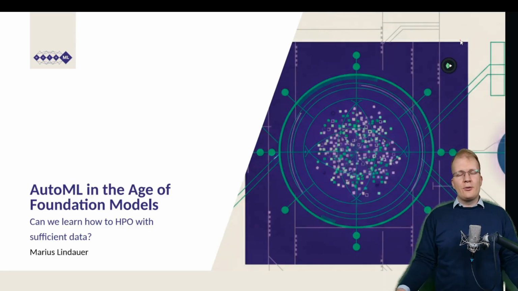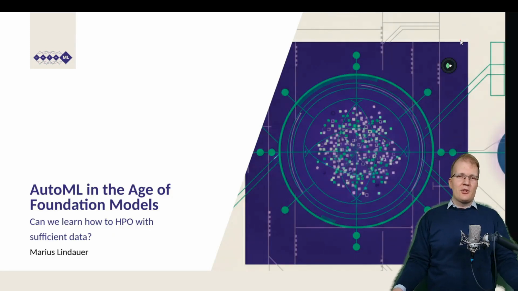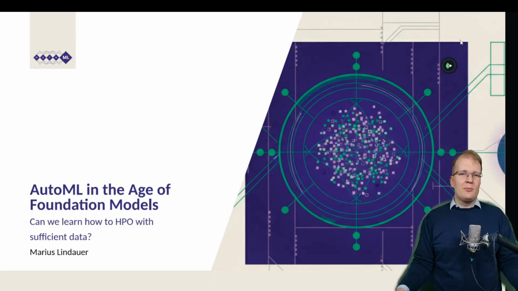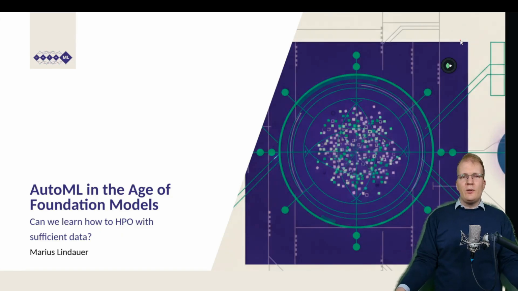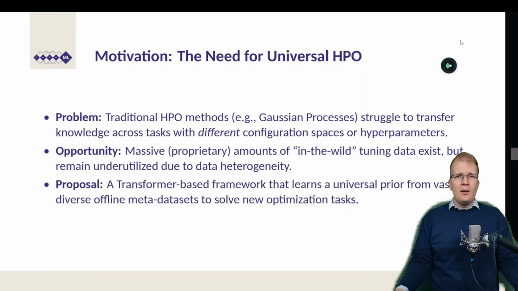Welcome back to our lecture series on automated machine learning. We are still in the age of foundation models. Now we're looking a bit more specifically: can we learn how to do HPO with sufficient data? What does it mean actually if we can learn to do HPO?